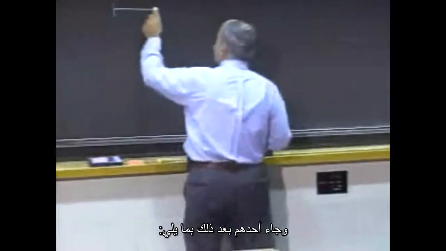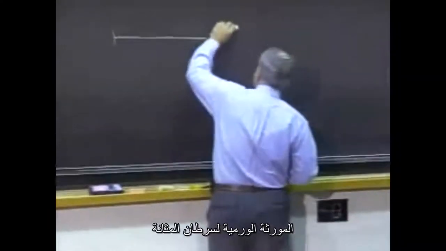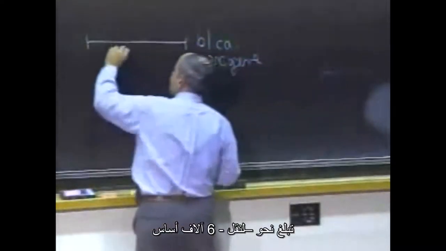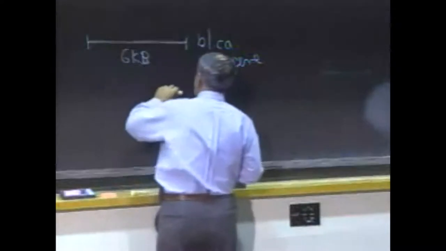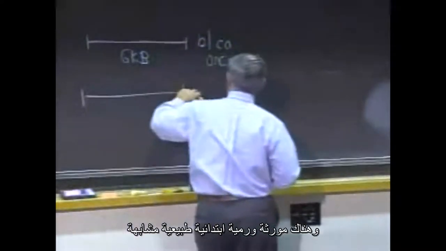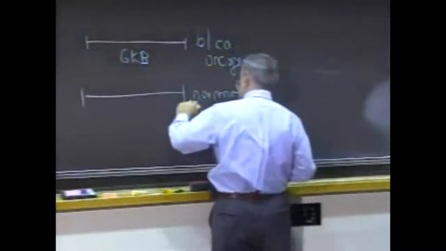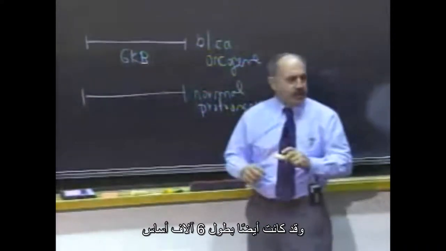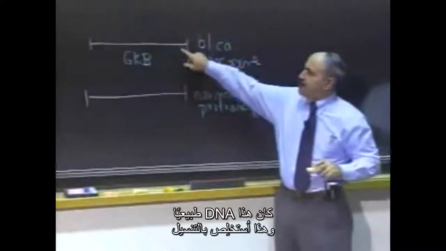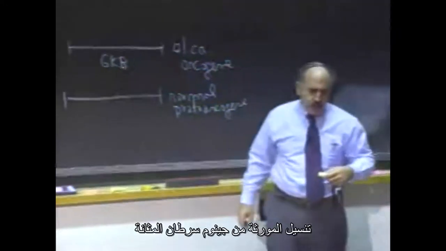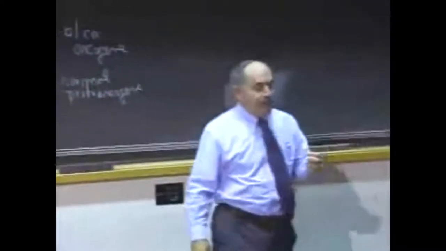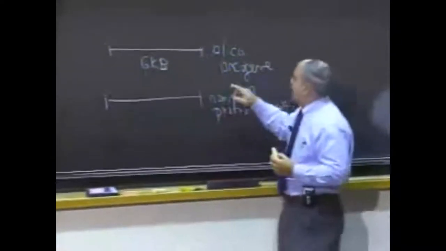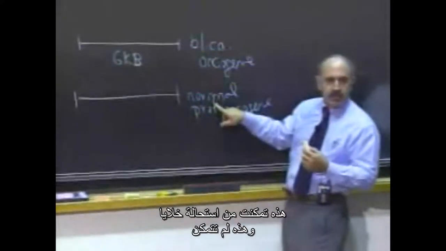And one came up with the following, that the bladder carcinoma oncogene was about, let's say, 6 kb long. There was a corresponding normal proto-oncogene. It was also 6 kilobases long. This was in normal DNA. This was extracted by cloning, gene cloning, from the genome of the bladder carcinoma. And having extracted it, one then began to look at how different these two genes were from one another. This transformed cells. This did not transform cells.